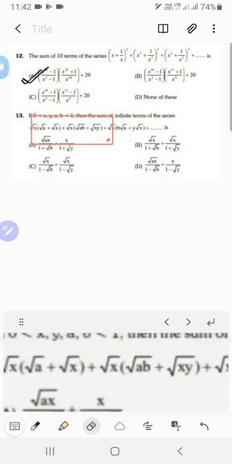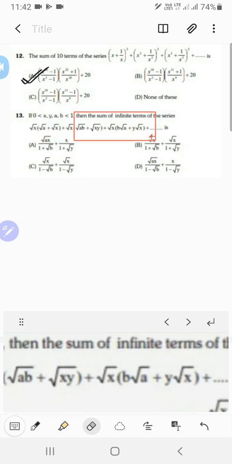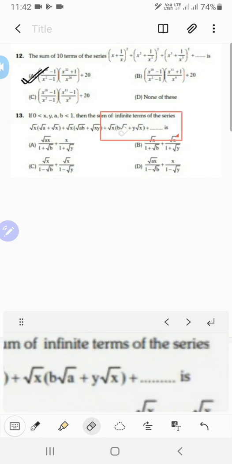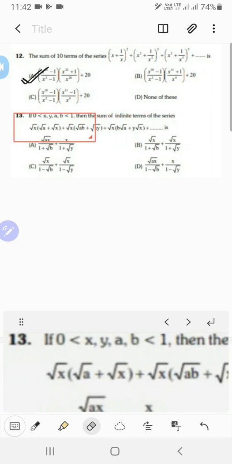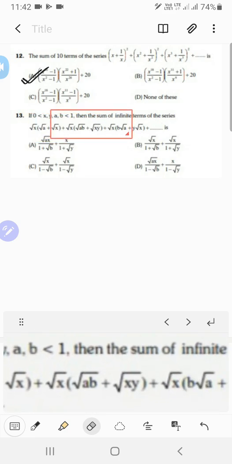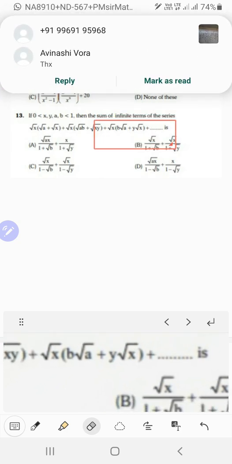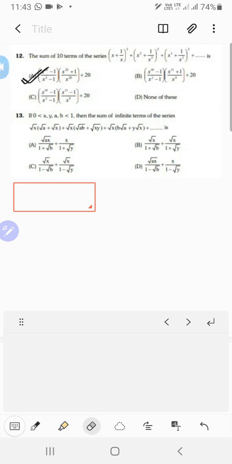So you can see that this root a got multiplied by root b for this root ab, and then it got multiplied by root b once again to get this b root a, and then this root x got multiplied by root y to get root xy, and then once again by root y to get y root x. So this is another GP. Okay, so let's just see the general form of the term in the sequence.